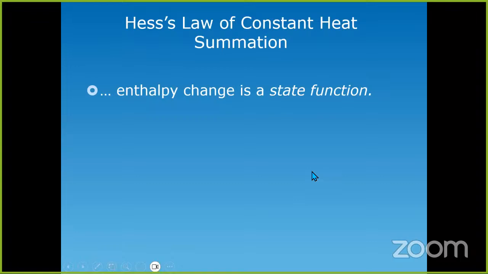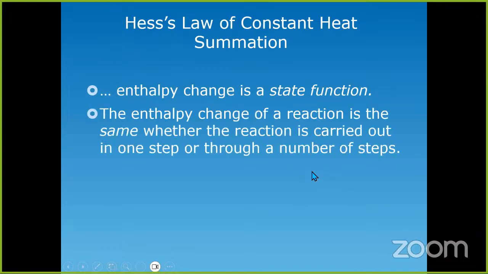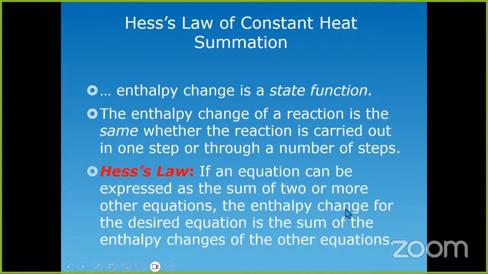So because enthalpy change is a state function, the enthalpy change of a reaction is the same whether or not the reaction is carried out in one step or through a number of steps. And this is basically what Hess's law is all about. As stated here, Hess's law says if an equation can be expressed as the sum of two or more other equations, the enthalpy change of the desired equation is the sum of the enthalpy changes of the other equations, right? So that's basically what Hess's law is saying.